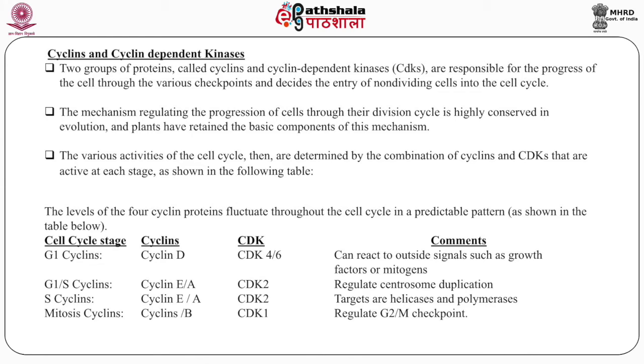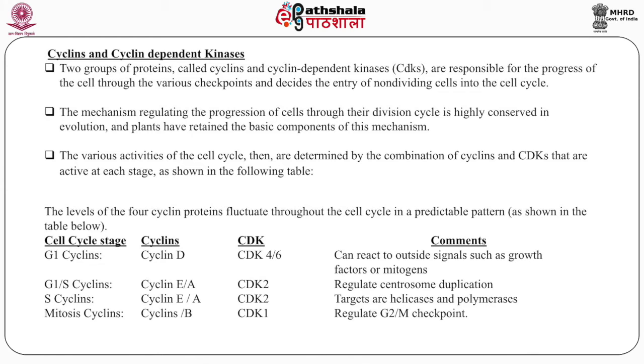mechanism. The various activities of the cell cycle are then determined by the combination of cyclins and the CDKs that are active at each stage, as shown in the table. So, the levels of the 4 cyclin proteins fluctuate throughout the cell cycle in a predictable pattern, as we can see. So, the G1 cyclins coordinate with CDKs 4 and 6. Here cyclin D and CDK 4 and 6 play a role and can react to outside signals such as growth factors or mitogens.